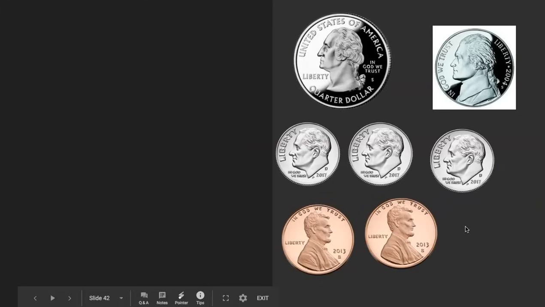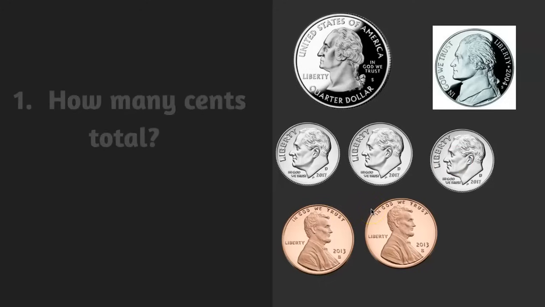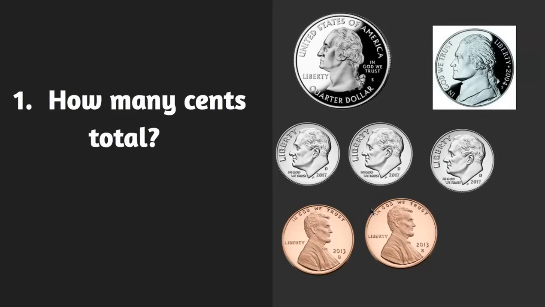You have 1 quarter, 1 nickel, 3 dimes, and 2 pennies. Go ahead and write your answer for number 1 on how many cents total. Make sure to use your cent sign after your answer, or you could write it with a dollar sign, a zero, a decimal, and then your answer. Pause the video if you need more time.